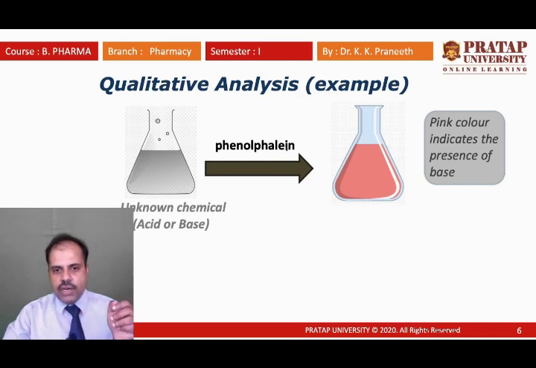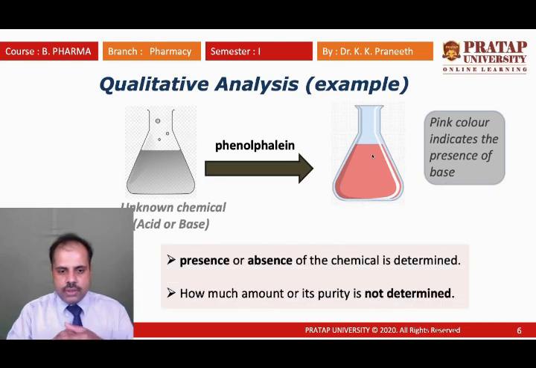But if it is an acid, there will be no color. Okay, so I got a pink color. That means the right-hand flask contains a base, and the left-hand side contains acid. So the pink color indicates the presence of base. So the presence or absence of a chemical is determined, right?